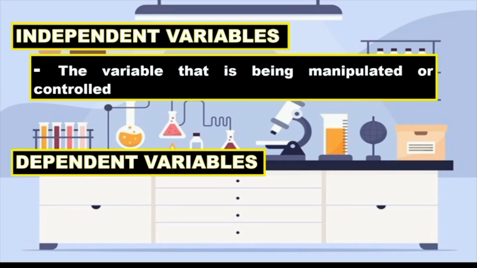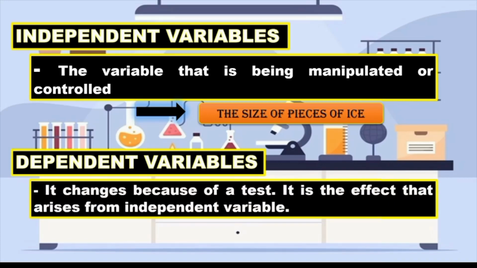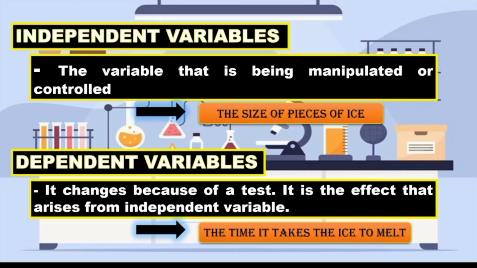Independent variables, the variable that is being manipulated or controlled. For example, the size of pieces of ice. While dependent variables, it changes because of the test. It is the effect that arises from independent variable. For example, the time it takes the ice to melt.